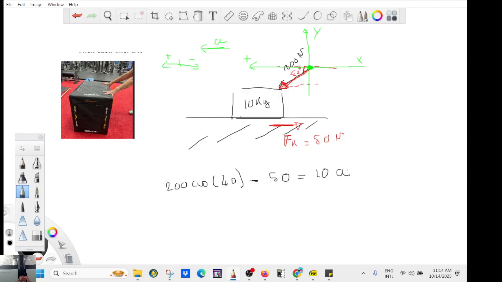Okay? So don't stare. I don't know what you're staring at. Do it. 200 cosine 40 minus 50, enter, and you divide by 10. 10.3. Okay, so it's unbalanced. Now, along the y-axis, nothing interesting is happening.